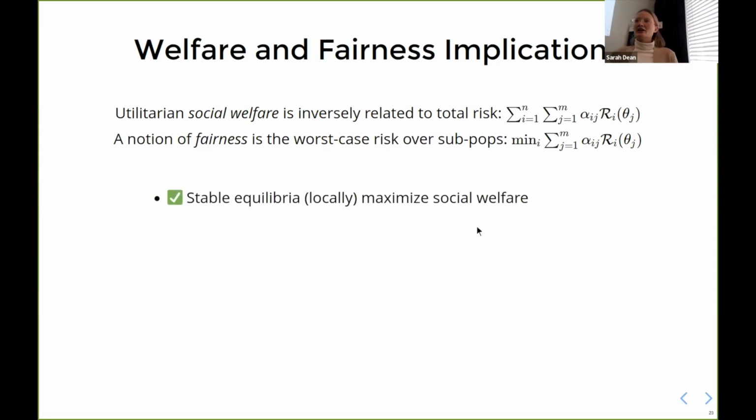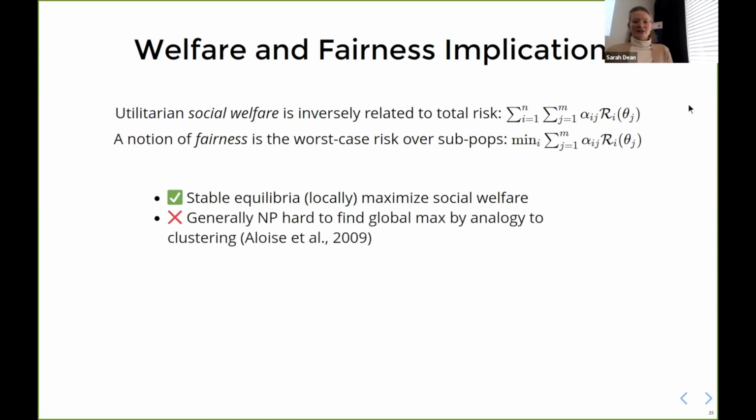So they say good and bad things about these dynamics. The good thing is that the stable equilibria are all local maxima of the social welfare. Let me point out that the social welfare function is not convex because we have this multiplication of participation and the risk function. Right? So it's not convex. It might have many local maxima, but they are the stable equilibria. So that's kind of good. That means that these dynamics are doing something kind of reasonable with respect to a utilitarian notion of welfare.